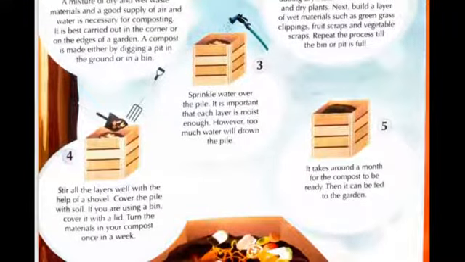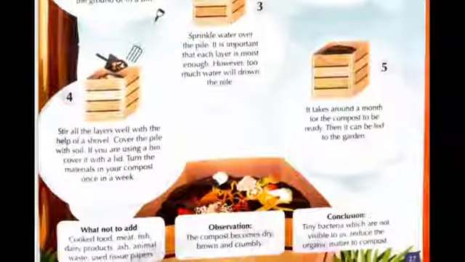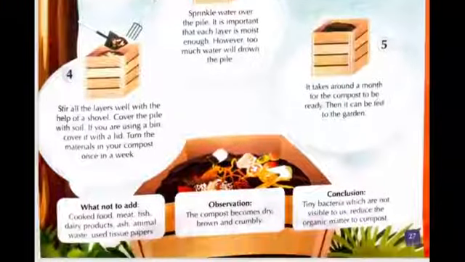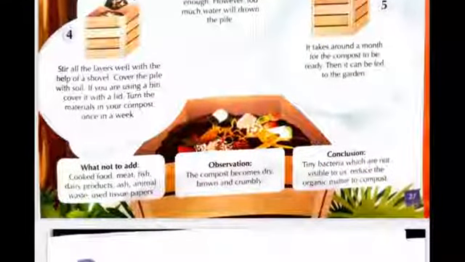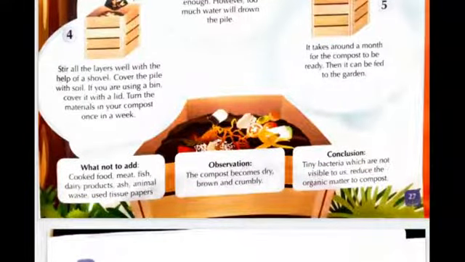Turn the material once a week. After a month, you will see the material turn into a dark brownish substance, that is compost. Then it can be fed to the garden. Now we have come to an end of this chapter.